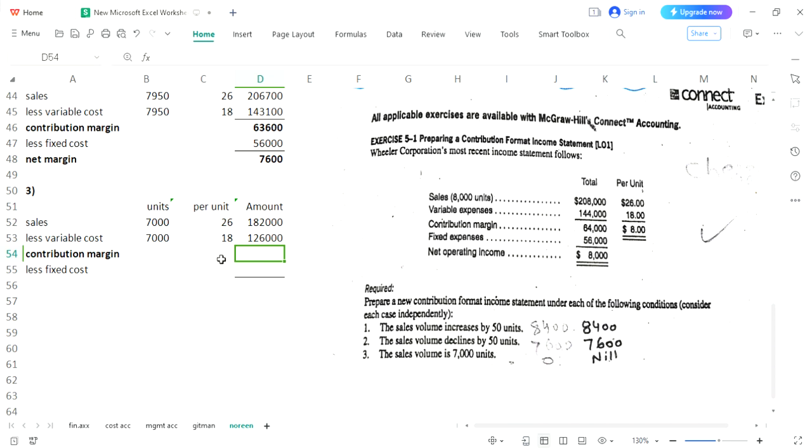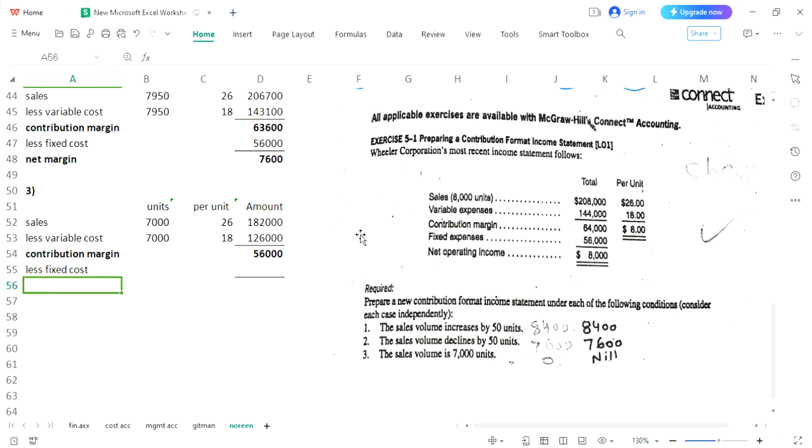It's time to calculate your contribution margin. And how would you calculate it? By subtracting your variable cost from sales. How much is sales? 1,82,000, and you will subtract your variable cost, that is 1,26,000. Here you have calculated your contribution margin.